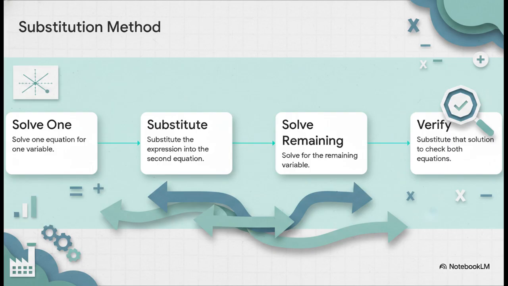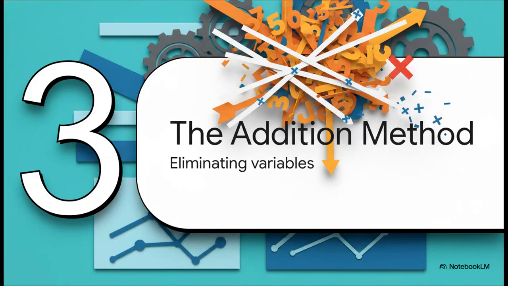Second, you take that expression and literally substitute it into the second equation. Third, solve for the remaining variable, and finally always verify your solution by plugging it back in. It's just a really elegant way to bypass the limitations of graphing. But what if that doesn't work perfectly? That brings us to part 3, the addition method.